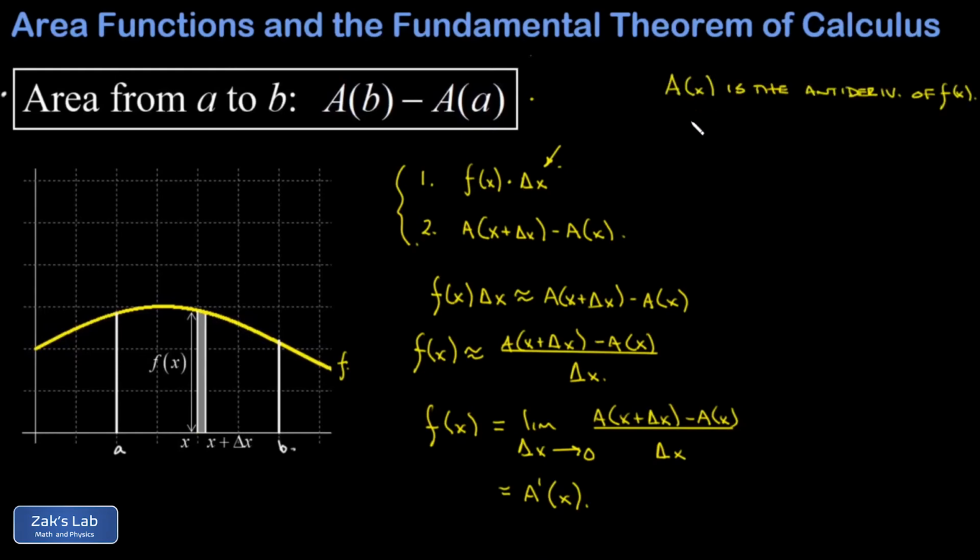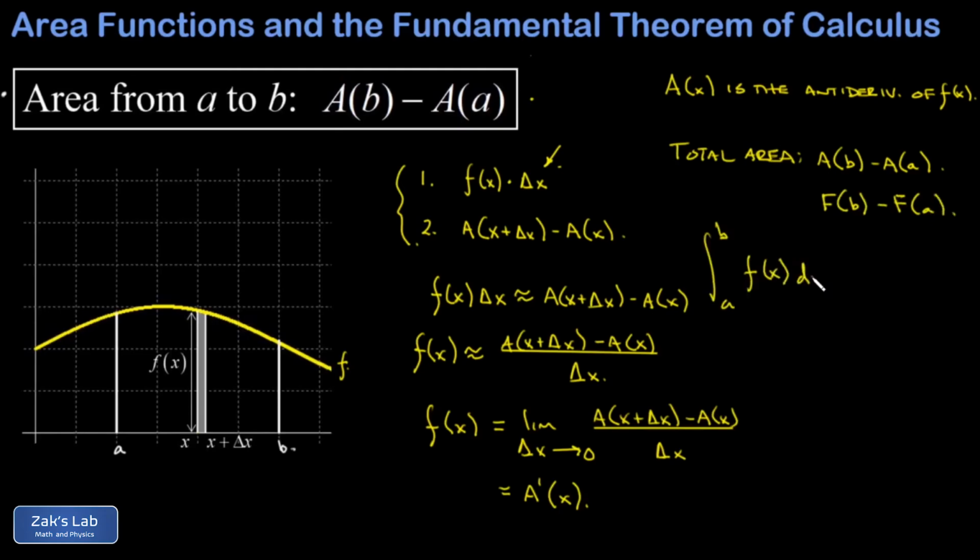Now we combine this with the fact that the total area from little a to little b is given by a difference of area functions. And note that it doesn't matter what the starting point is for the area function. When you take that difference, you get the area bounded between little a and little b. But since A is the antiderivative of little f, it's more common to write this in the notation capital F evaluated at b minus capital F evaluated at a. And finally, we arrive at the fundamental theorem of calculus.